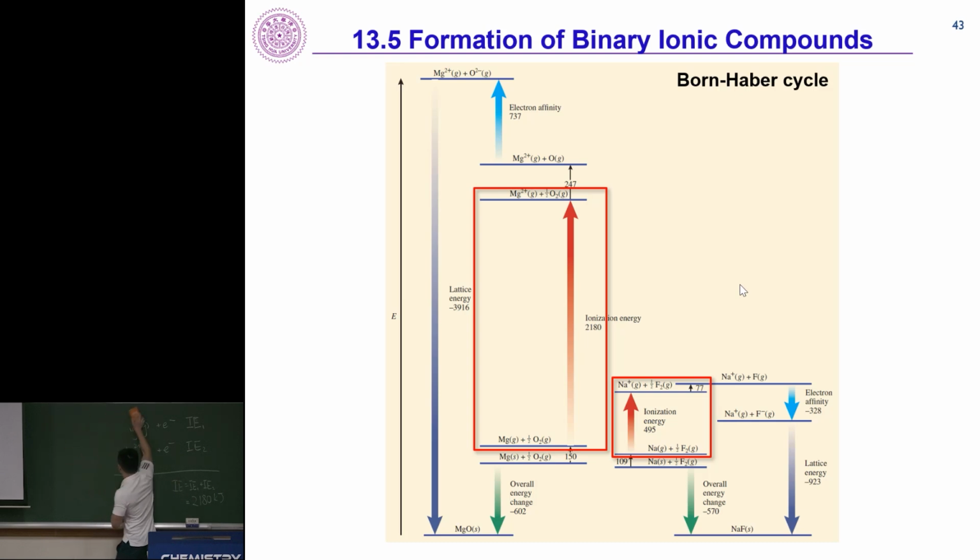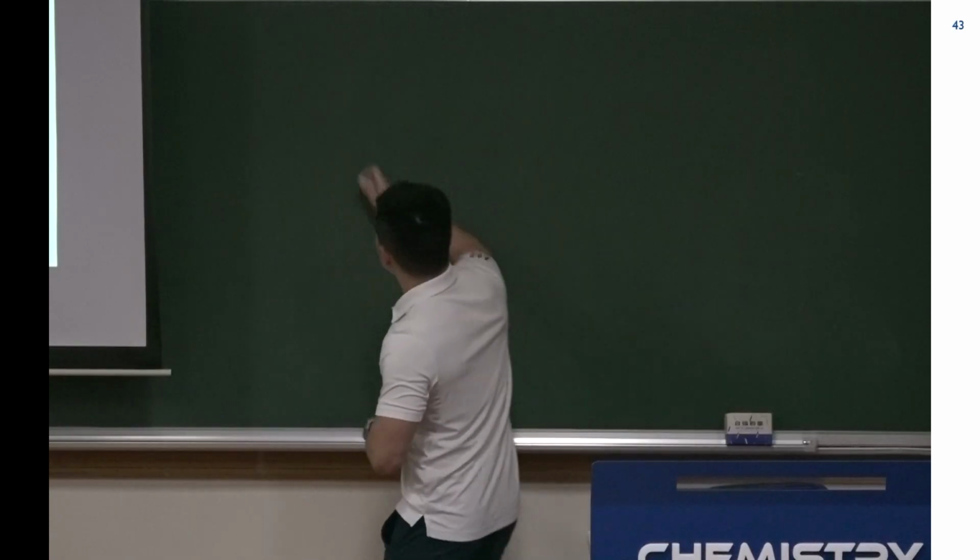For oxygen, it's the same. And definitely the Born-Haber cycle will appear on your homework and also on the exam, right? This is very important. So right now we have, not fluorine, sorry. Oxygen gas.